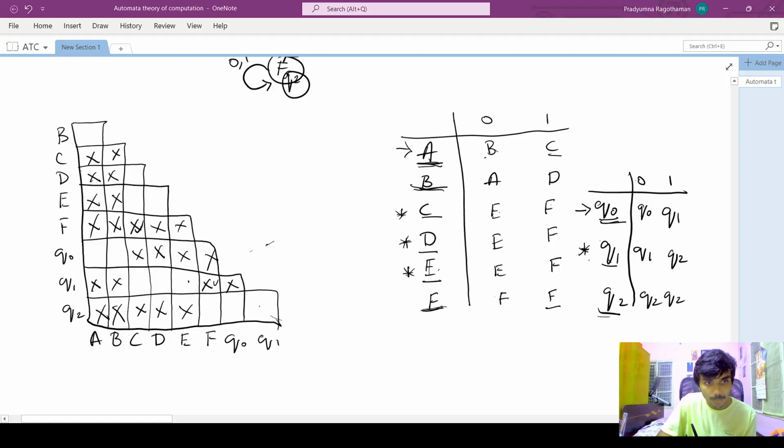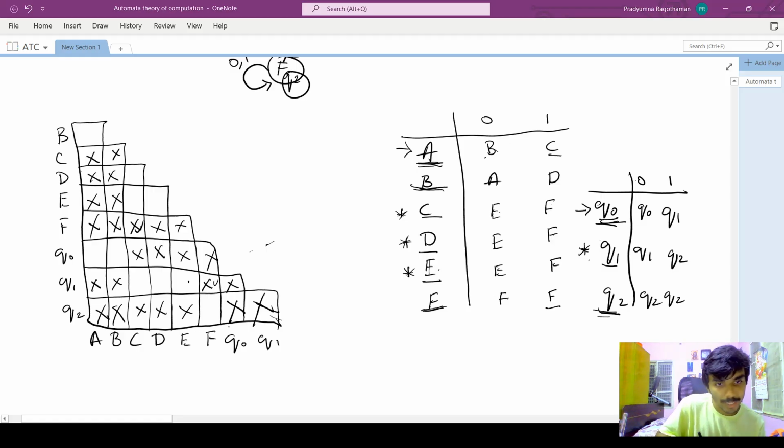Oh, why is it not marked? I did miss one. Q1 is a final state, but Q2 isn't. So we have to mark Q1 and Q2 over here. We just missed that cell in step 1. So now Q0 and Q2 is the cell we were discussing. When it gets 1, it gives Q1 and Q2. So Q1 and Q2 are different, and we shall mark this as well.